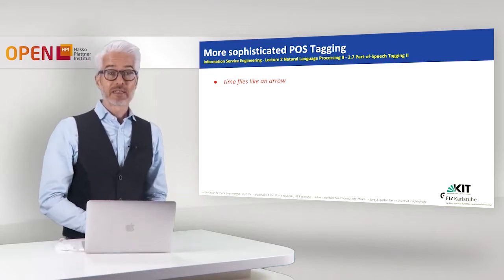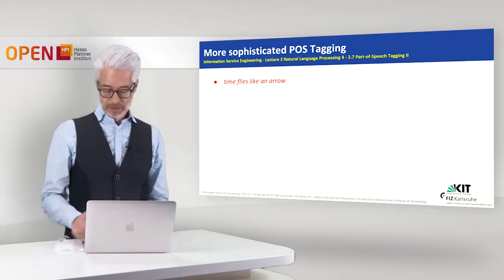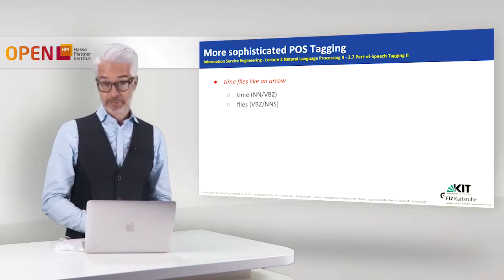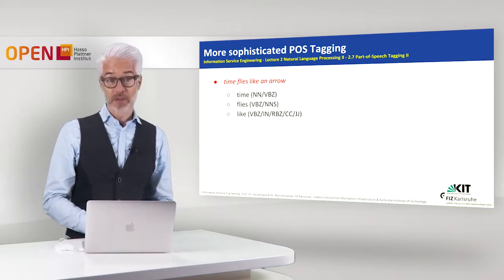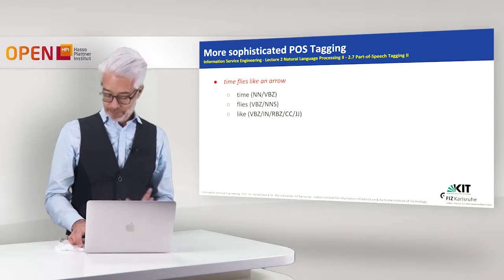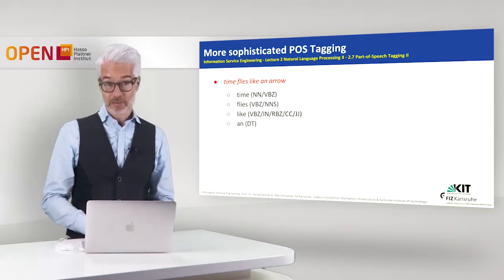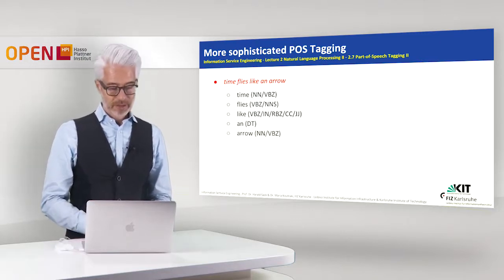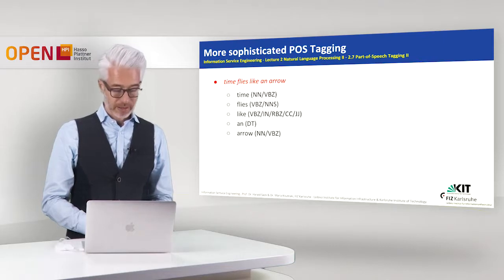Let's have an example. We have here: time flies like an arrow. So let's have a look. Time, of course it could be a noun. It could also be a verb. Flies looks like a verb, but could also be a noun in plural form. Like, as you see, can be many different things, starting from a verb, going over a conjunction, and so on and so on. So there are lots of possibilities. And this is a determiner, so this is unambiguous. And then you have arrow, and arrow also could be a noun, and likewise a verb.